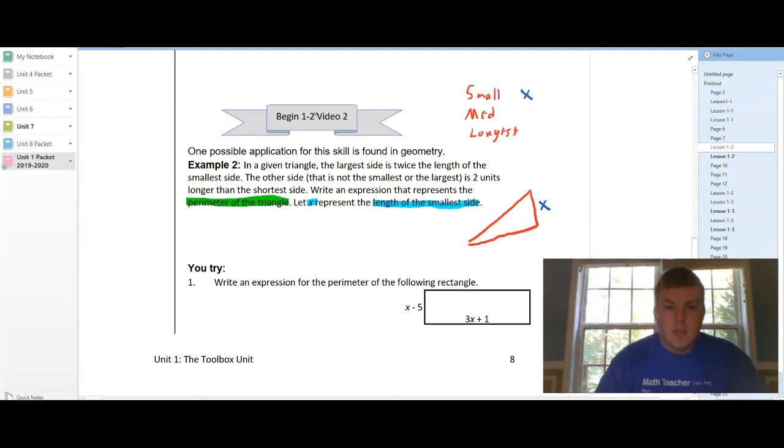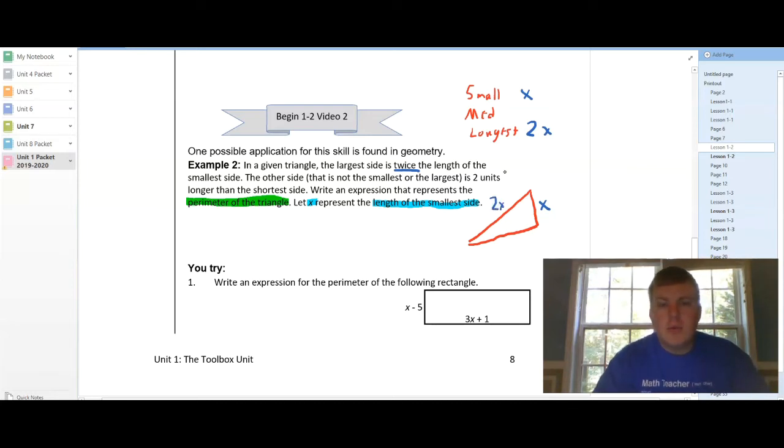Now, going back to the word problem, it says in a given triangle, the largest side is twice the length of the smallest side. So twice means it's going to be double, or 2 times as long. We don't really have anything to represent the longest side, but it gave it to us in terms of the smallest side. Remember, we were told to use x for the smallest side. So twice the length of the smallest side would be 2 times the x that we're using for the smallest side. I'm going to label that on my drawing as well.